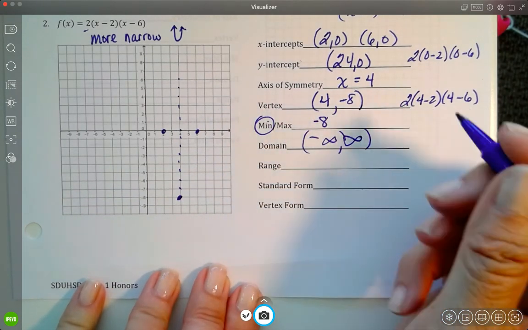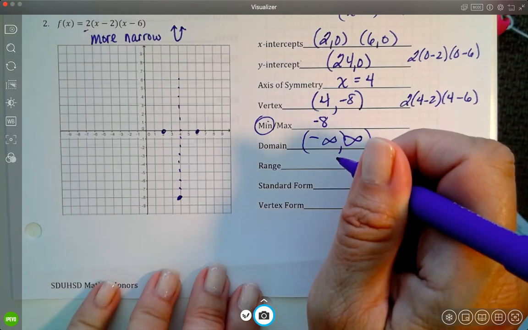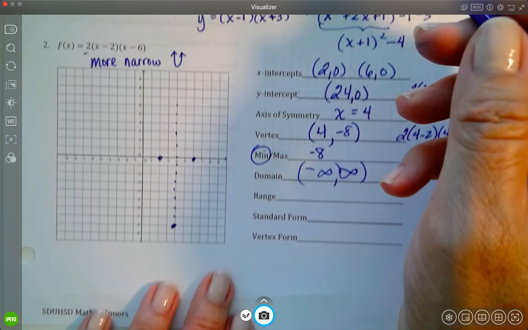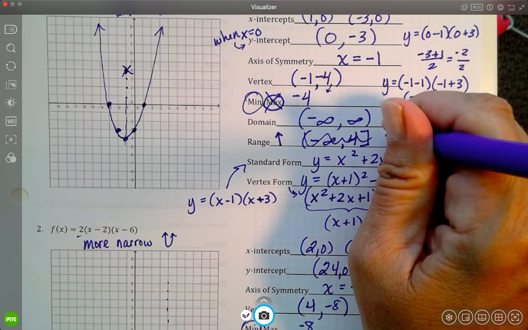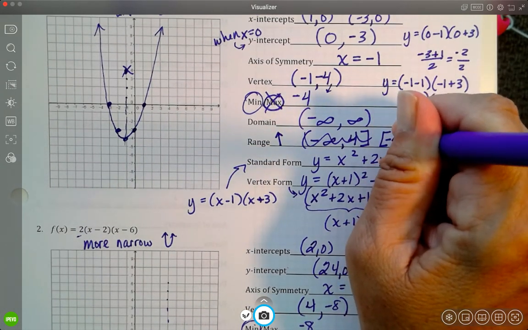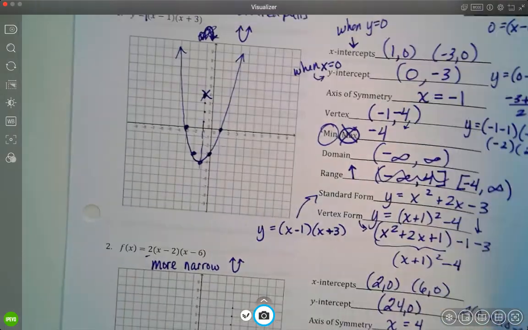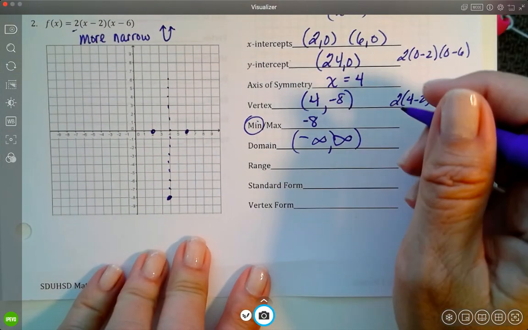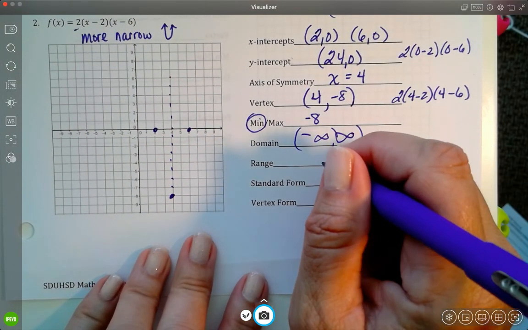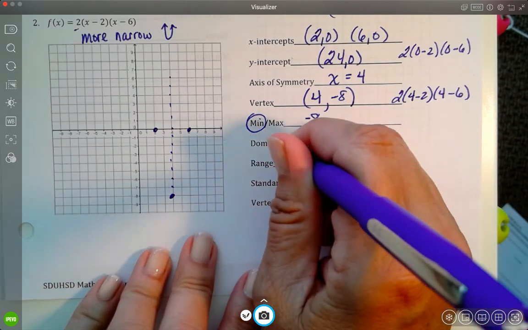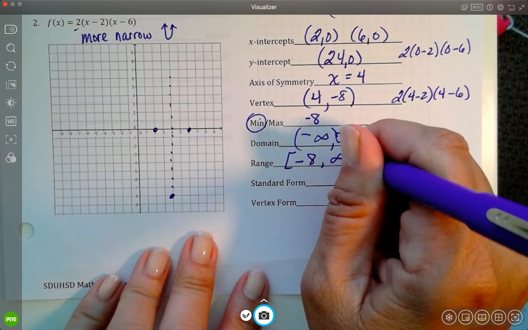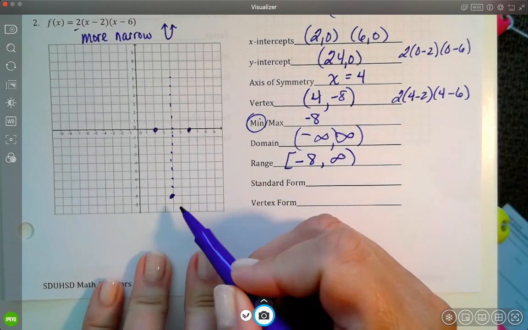What's my range? Well, my range goes from, oh, I have to go up here and fix my range also. My range was negative 4 to infinity. I'm going to mess up that first one. Okay, so range is my lowest y, which is negative 8, inclusive, all the way to infinity. Remember, it's my lowest y to my highest y.